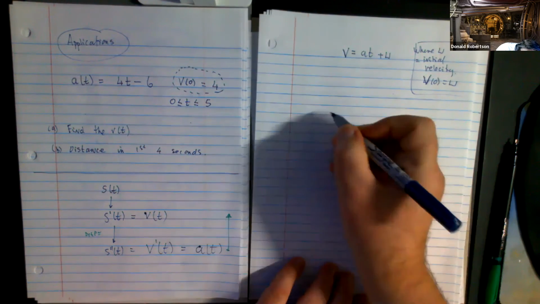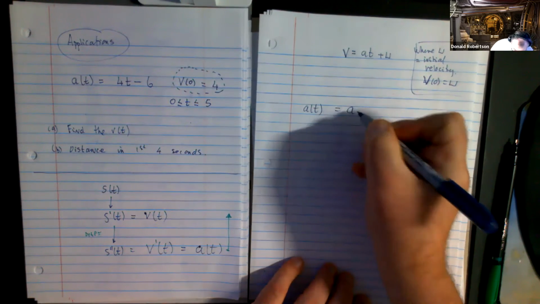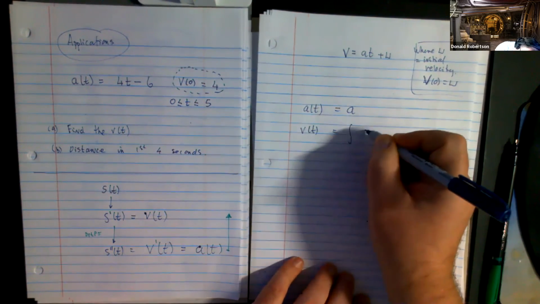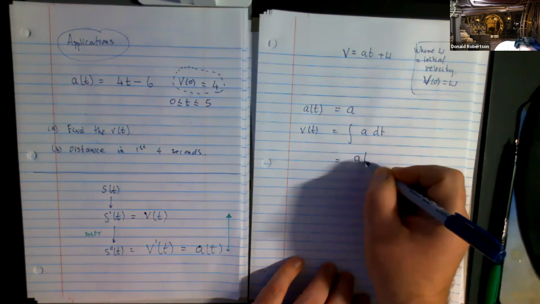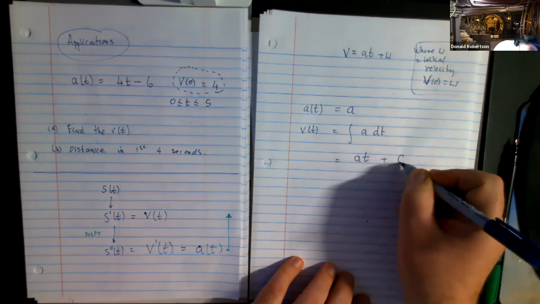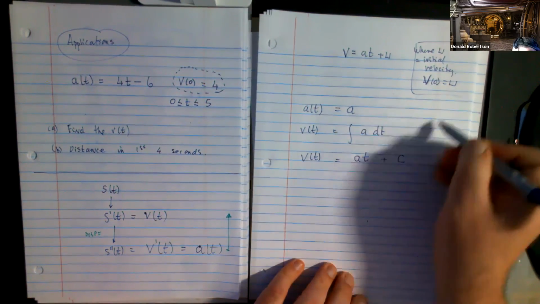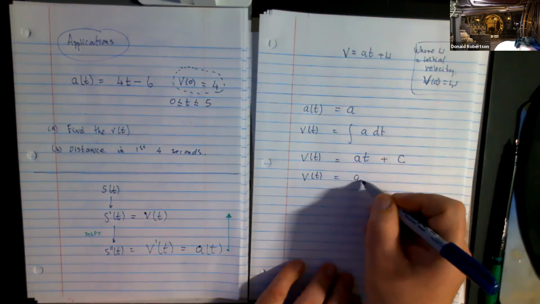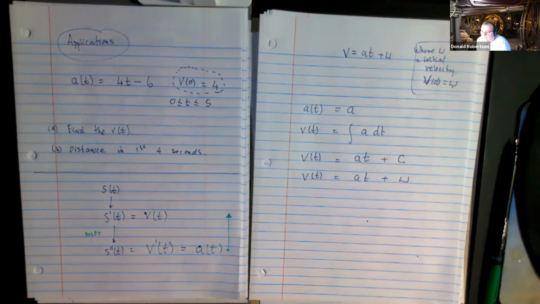Well, let me do that. The acceleration is a number a. The velocity is the integral of the number a. The integral of a is at plus c. If you plug in 0, you find out c is u. And you get that guy.